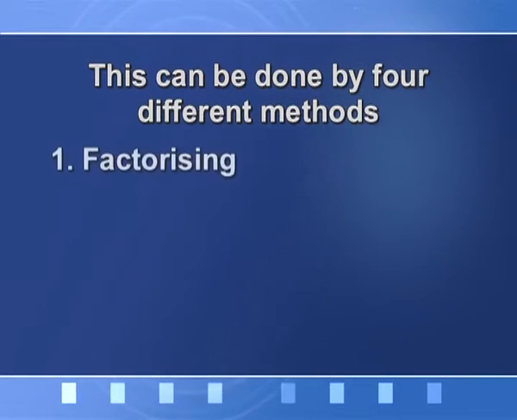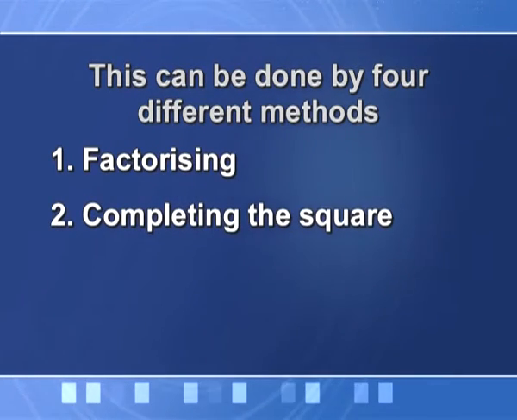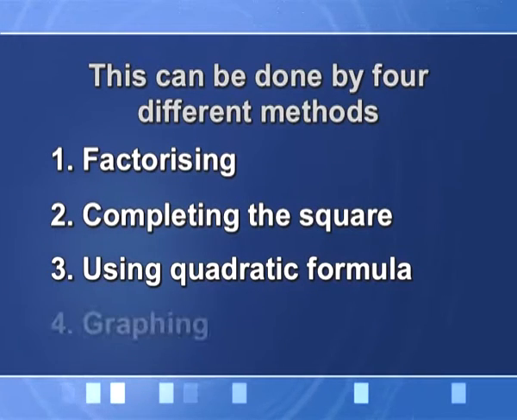Our today's program is as to how to solve this equation. What do we mean by solving this equation? By solving an equation, we mean finding the value or values of x by which the left hand side, that is ax square plus bx plus c, becomes 0. This can be done by 4 different methods: factorizing, completing the squares, using quadratic formula, or graphing.